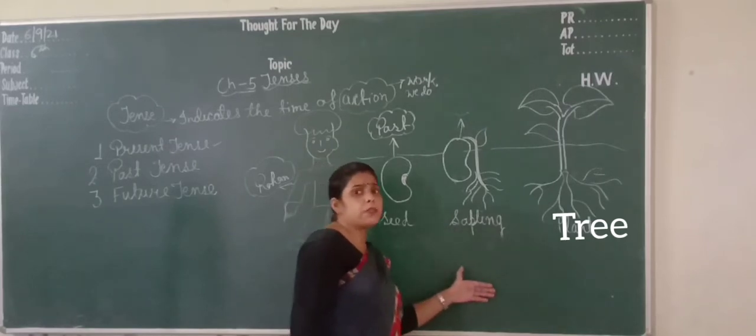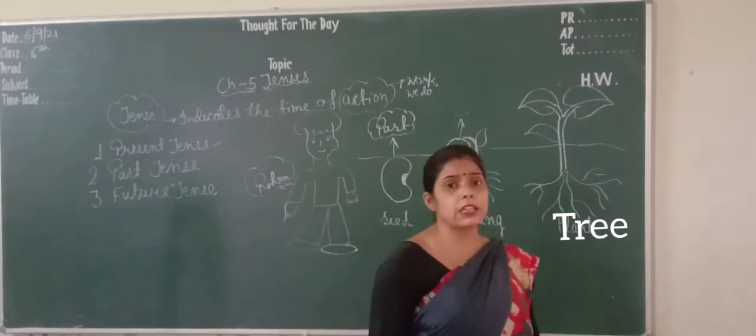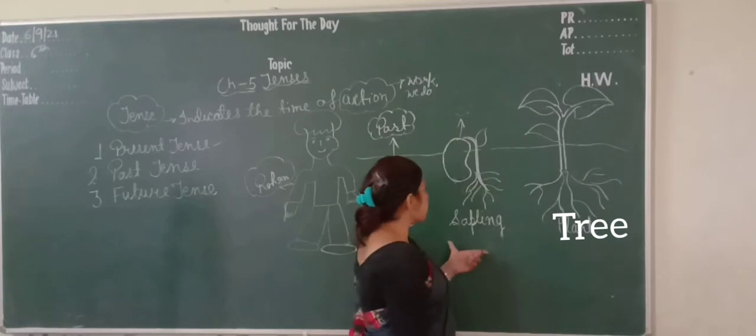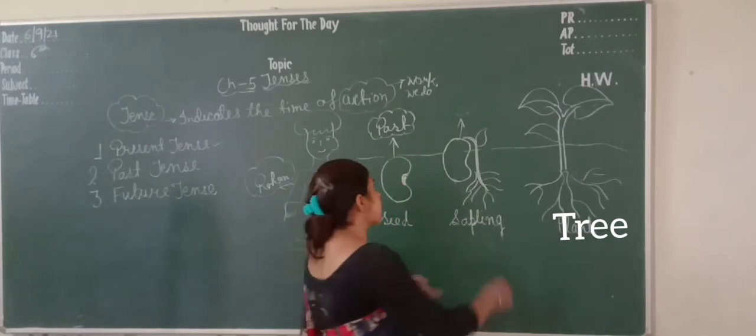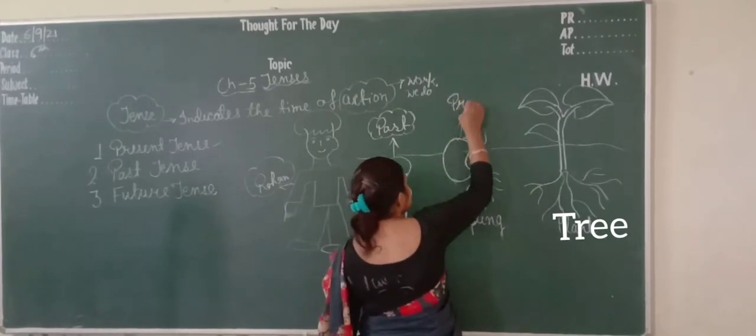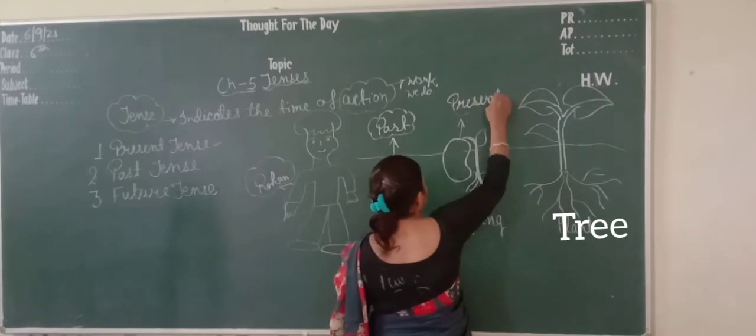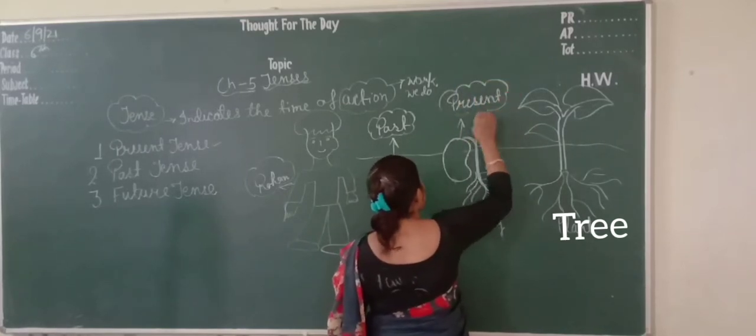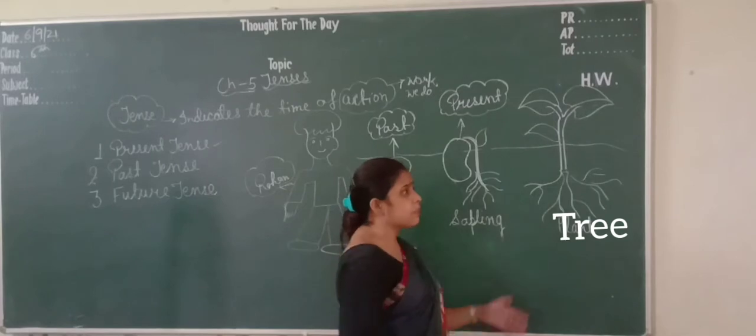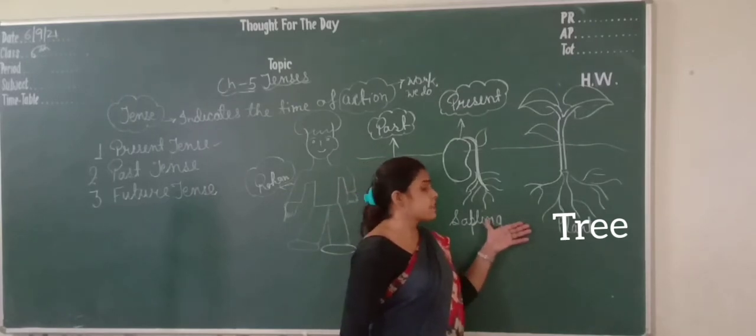Now it becomes a sapling. Now it becomes a baby plant. It means this is present. Which action we do in present time, that is present tense.